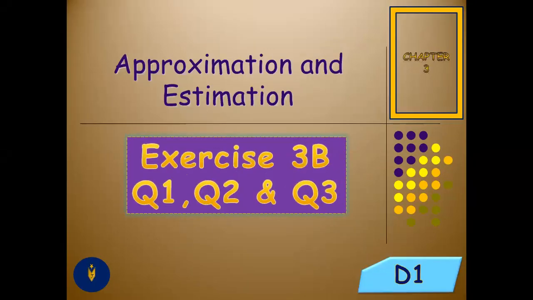In this video, we are going to cover question number 1, 2, and 3 of exercise 3B. So finally, we are going to start exercise 3B. In my previous video, I discussed in detail what significant figures are, what accuracy is, degree of accuracy, and the rules to identify significant figures. This exercise is from chapter number 3, approximation and estimation. This chapter is from D1 or book 1, you can say.